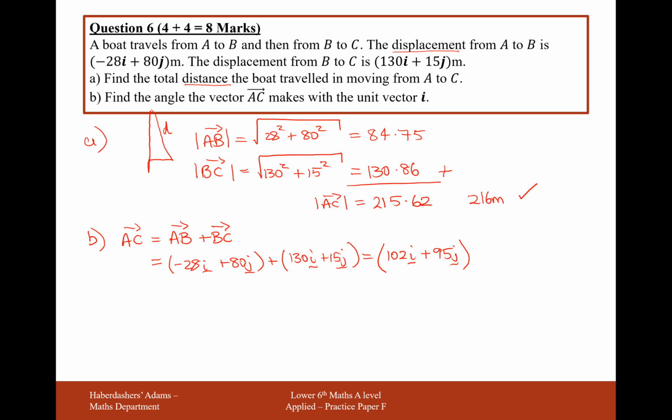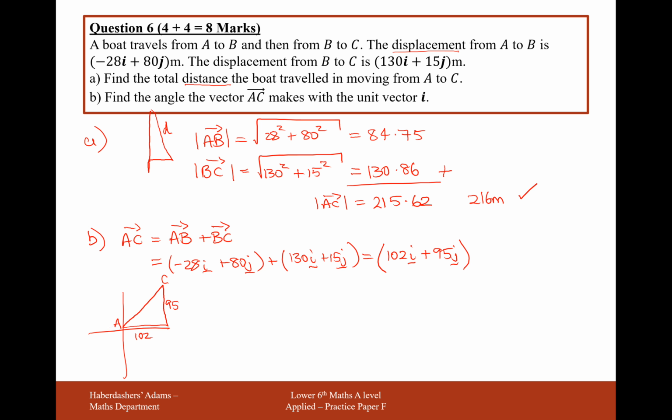Okay, so if we were to draw out a set of axes for this, it's going to be moving right by 102 and up by 95. So pretty equal there, really. Right 102, up 95. And what we're looking to do here is find the angle A to C makes with the unit vector. Now, I've drawn A effectively at the starting point here. I don't know that A starts here, but I know that C is going to be at a position of 102 right, 95 up from A.